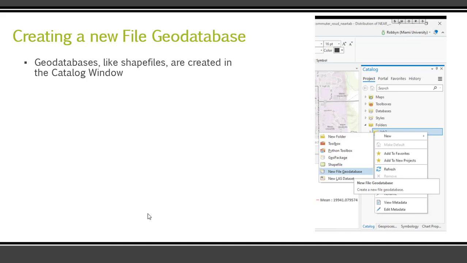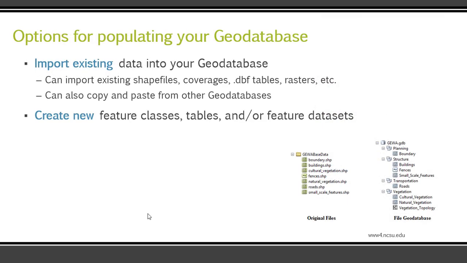So where do file geodatabases get created? They get created like shapefiles in the catalog window. There's also a geoprocessing tool that you can open for creation of new file geodatabases. But most often you just go to catalog, you right click, say new file geodatabase, and then it's automatically added there, and you can rename it and start to build it from the catalog view.